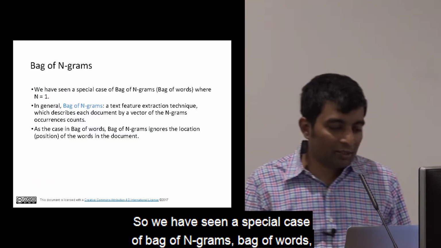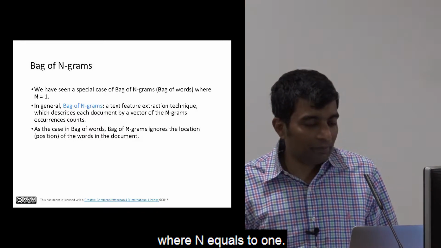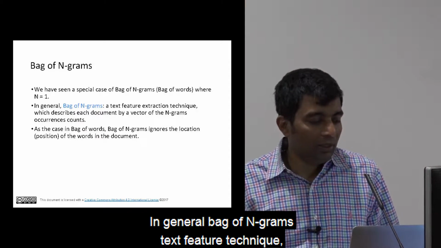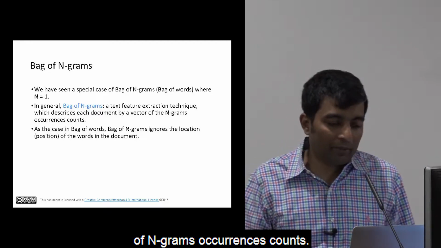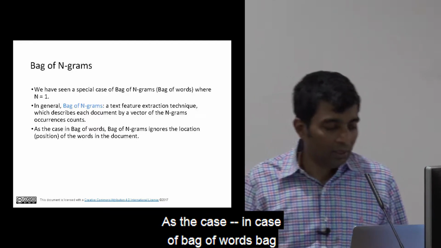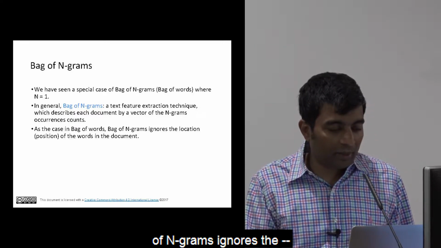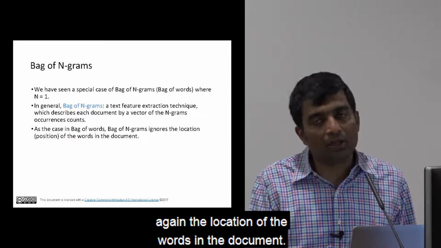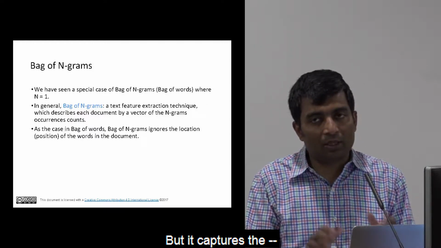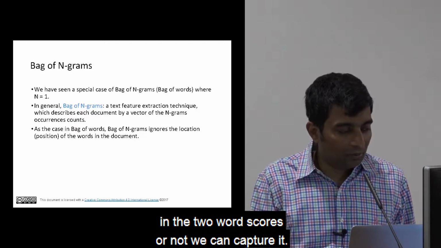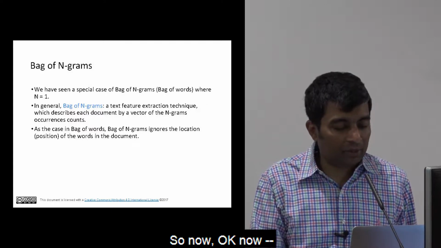So we have seen a special case of bag of n-grams, bag of words, where n equal to 1. In general, bag of n-grams is a text feature technique which describes each document by a vector of n-gram occurrence counts. As in the case of bag of words, bag of n-grams ignores the location of the words in the document, but it captures whether the 2 words co-occur or not.